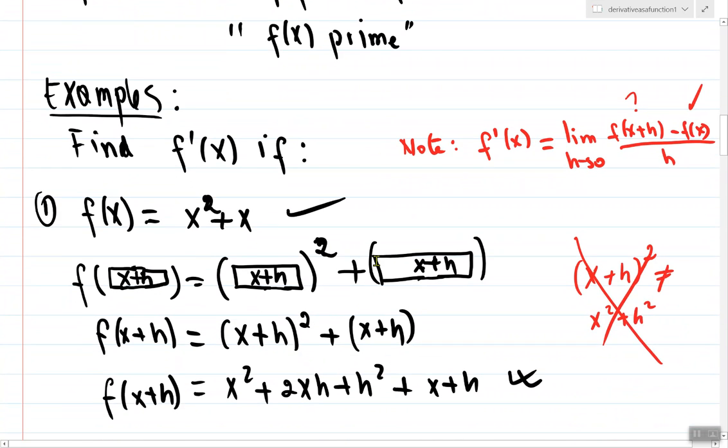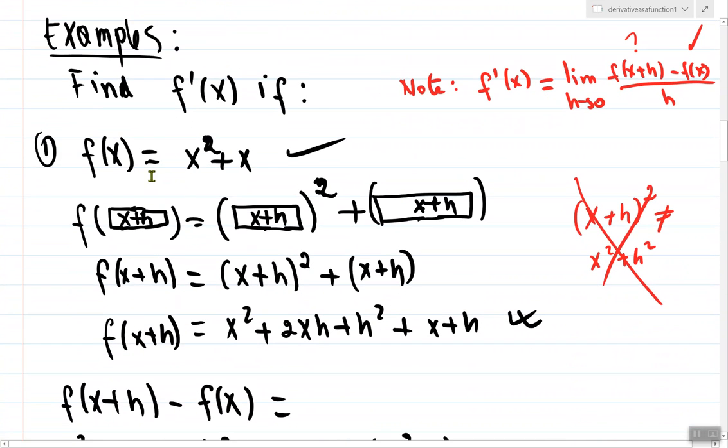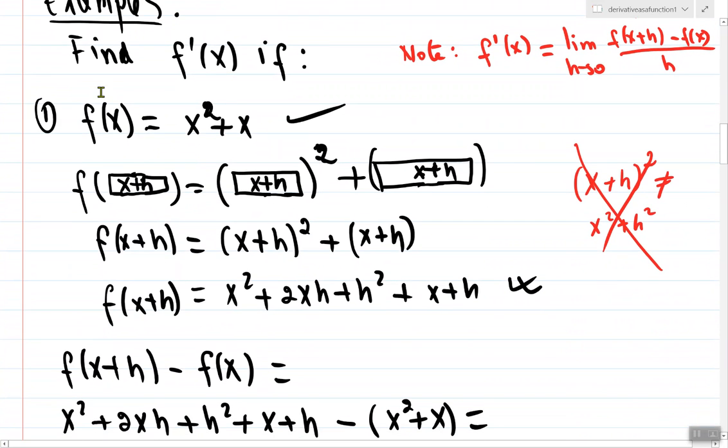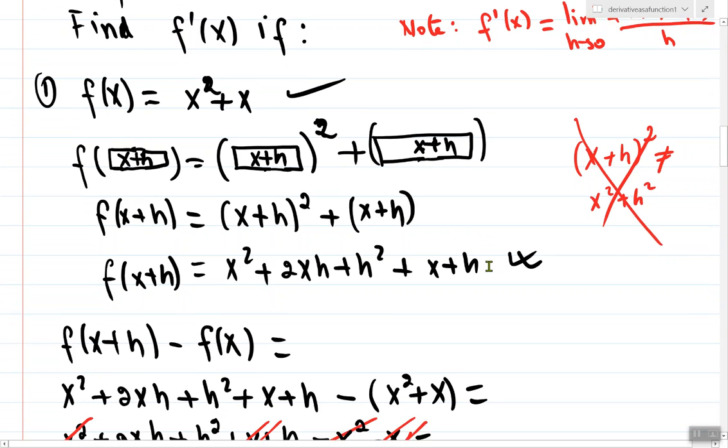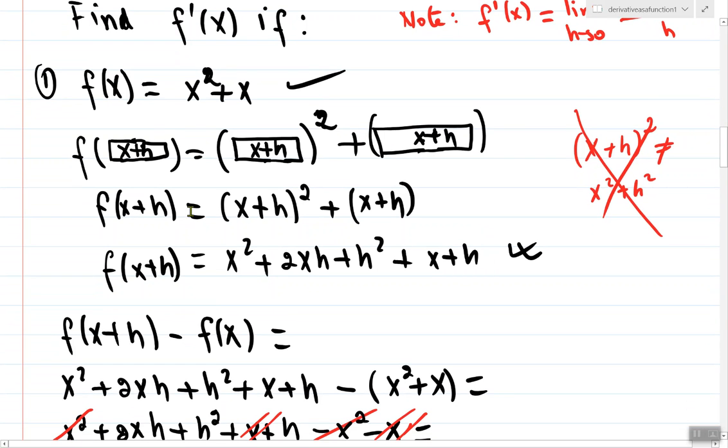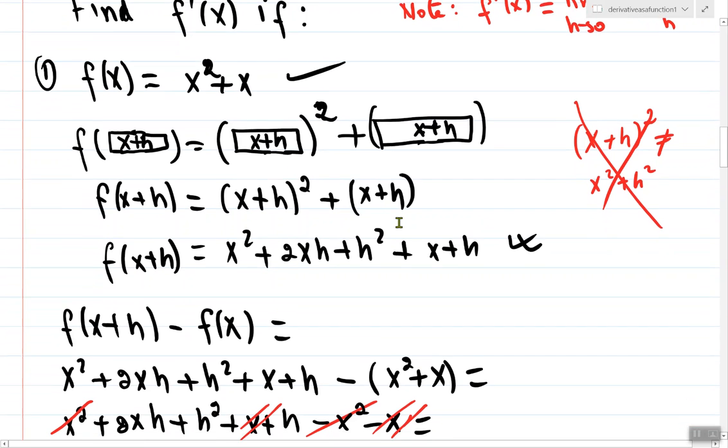So let's look at this. f of x is given to us as x squared plus x. So what we need to do is find f of x plus h. How do you find f of x plus h? You go to the function f of x, you replace x by x plus h. So you put x plus h here, there, and there. So it's going to become f of x plus h equals quantity x plus h all squared plus quantity x plus h. You can write this as such.